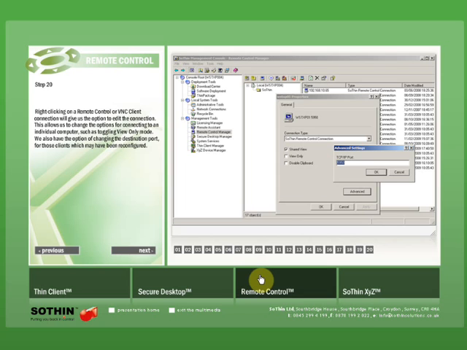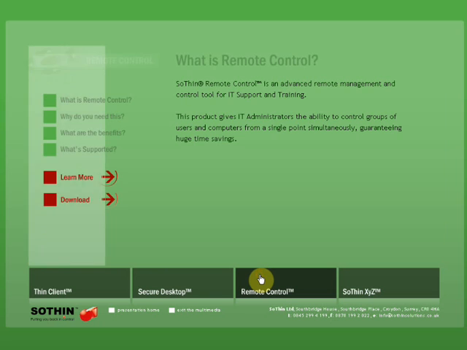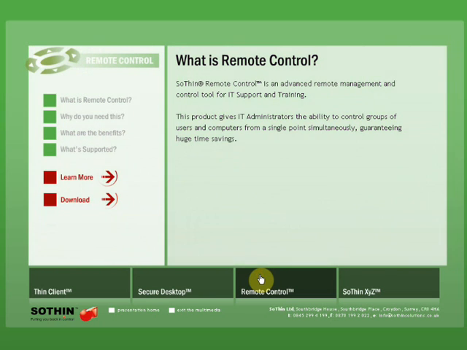SoThin Remote Control does not require the user to be at their PC in order to work. It runs as a service and only requires the machine to be switched on, and it can provide either full or no interaction with the user to allow collaboration on issues, problems, or configuration as required.